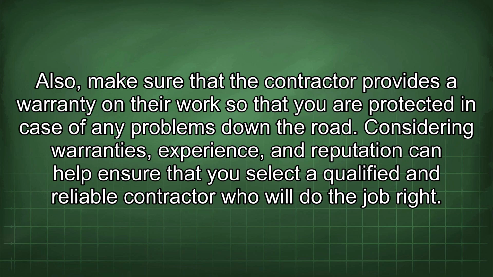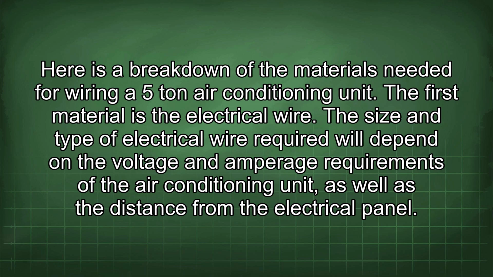Considering warranties, experience, and reputation can help ensure that you select a qualified and reliable contractor who will do the job right. Here is a breakdown of the materials needed for wiring a 5-ton air conditioning unit. The first material is the electrical wire. The size and type of electrical wire required will depend on the voltage and amperage requirements of the air conditioning unit, as well as the distance from the electrical panel.